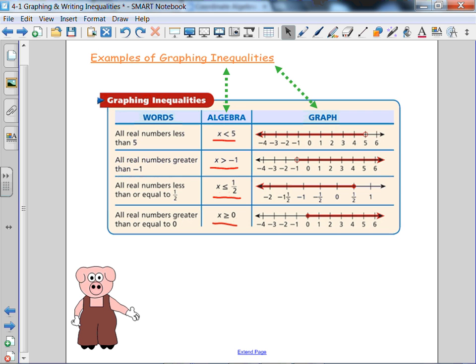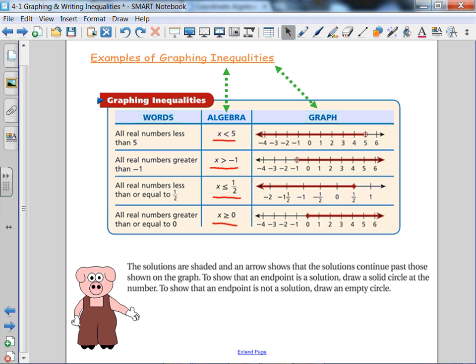Now you have a pig, and the pig wants to tell you that the solutions are shaded, and an arrow shows that the solutions continue past those shown on the graph. To show that an endpoint is a solution, draw a solid circle at the number. To show that an endpoint is not a solution, draw an empty circle.